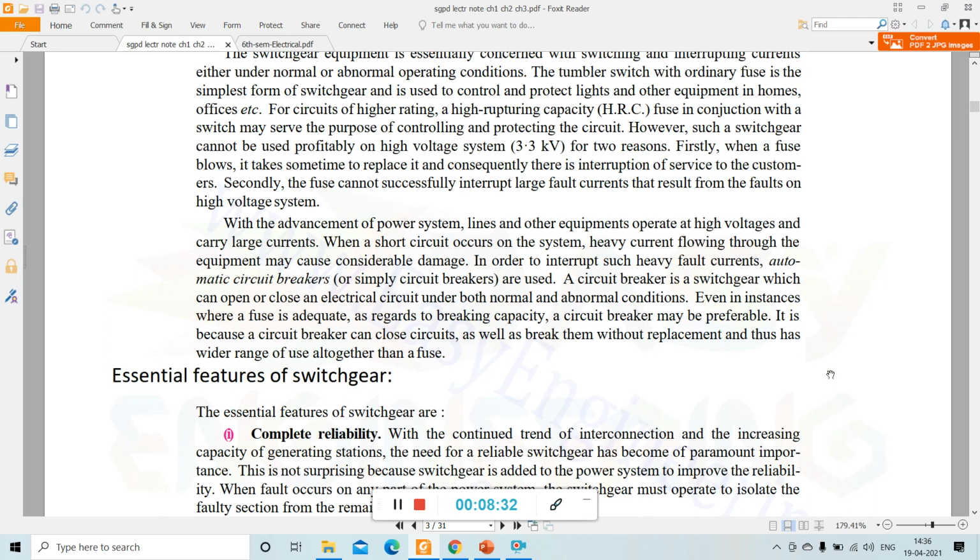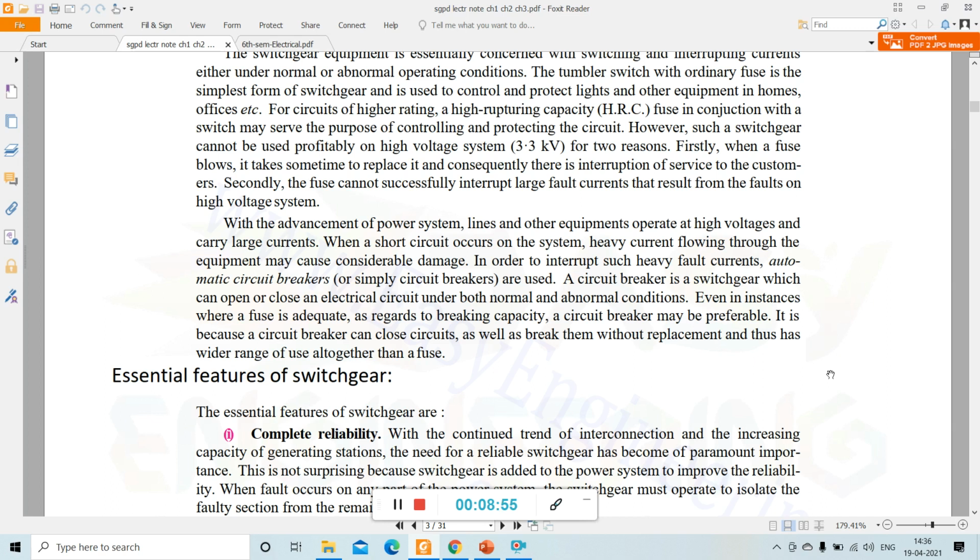When a short circuit occurs on the system, heavy current flowing through the equipment may cause considerable damage. So in order to interrupt such heavy fault current, an automatic circuit breaker, or simply a circuit breaker, is used. A circuit breaker is a switchgear which can open or close an electrical circuit under both normal and abnormal conditions.